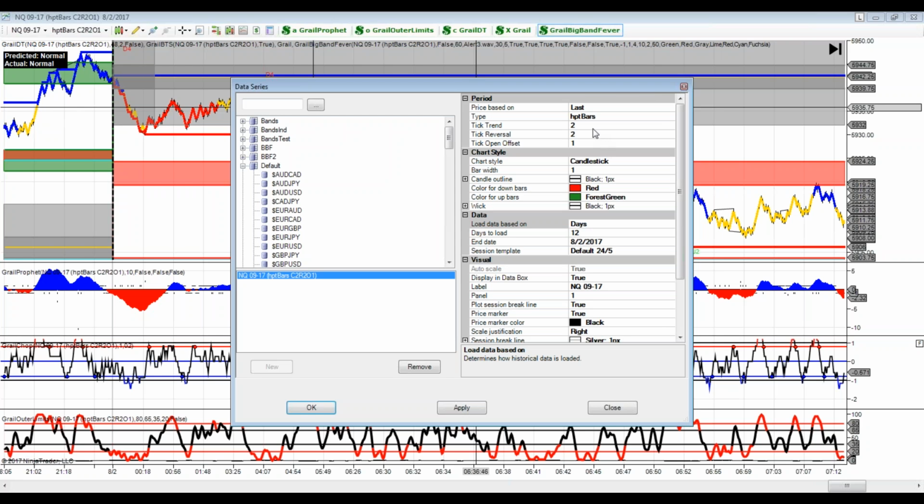So again, when you put the Grail Big Band indicator on, 12 days of data. And the other important thing, if you want it to match what I show and what I prefer and what I found to be the best after years of testing, is I'm using a default 24/5 session template, which means it's looking at Monday, Tuesday, Wednesday, Thursday, and Friday of data.